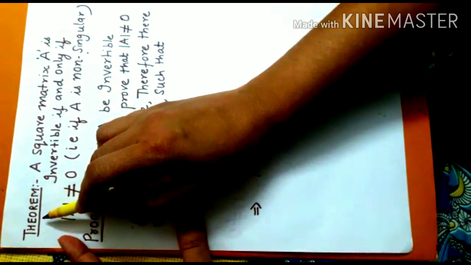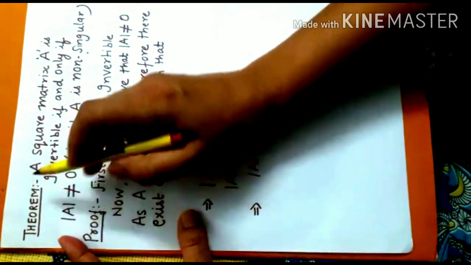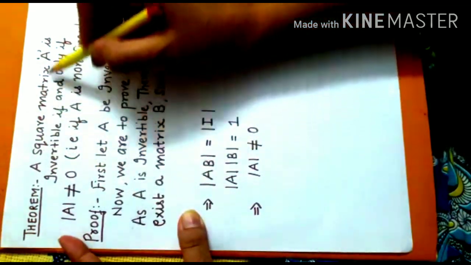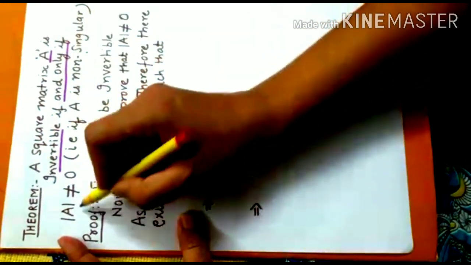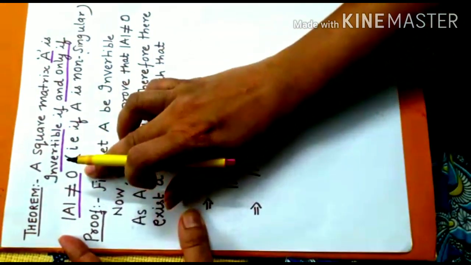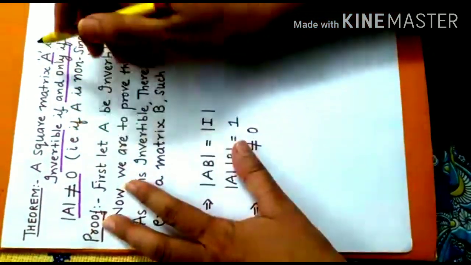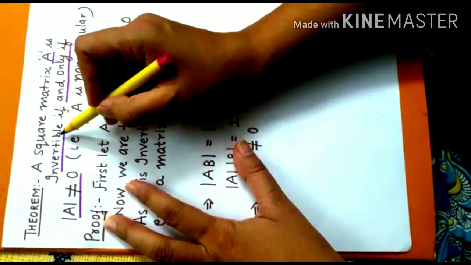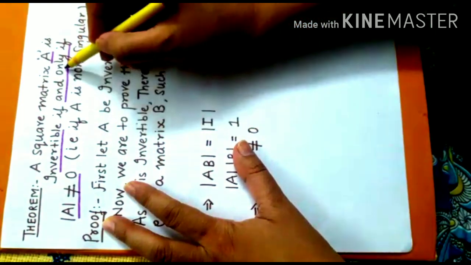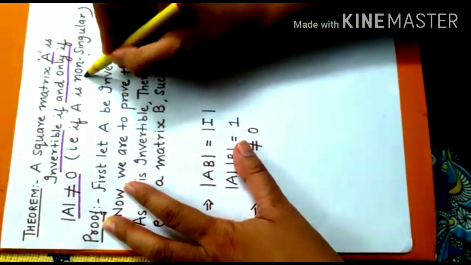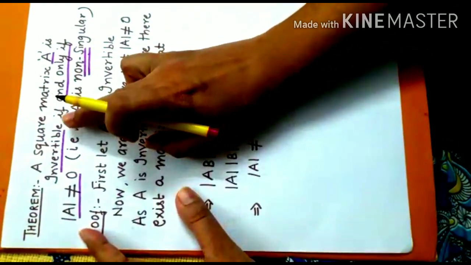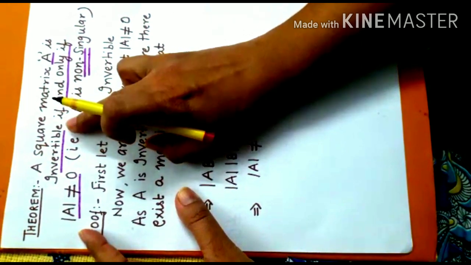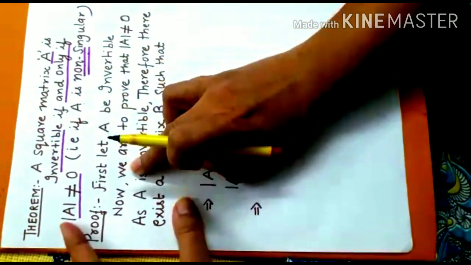Now we will prove a very important theorem which says that a square matrix A is invertible if and only if its determinant is not equal to 0. That means the inverse of a square matrix will exist if and only if the matrix is non-singular. This theorem gives us a criteria to check whether a given square matrix is invertible or not. Now let's prove this.